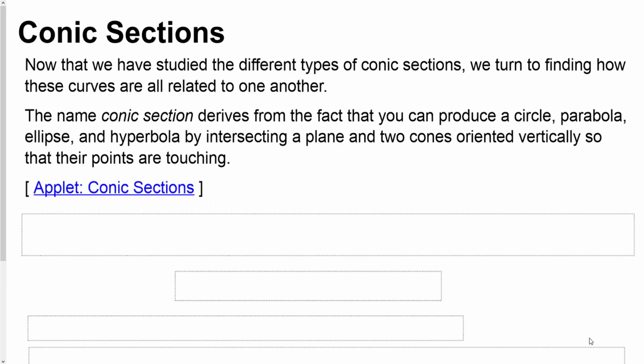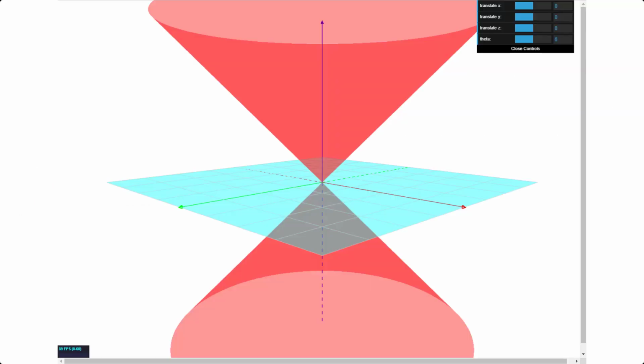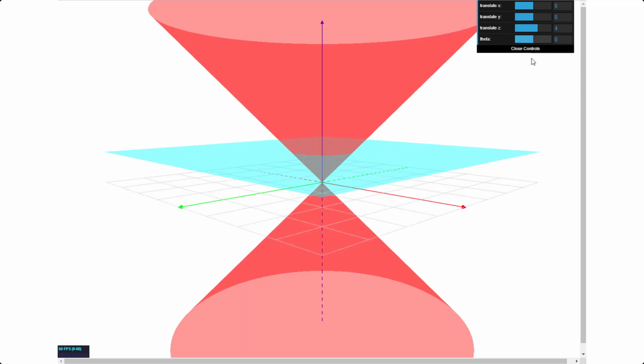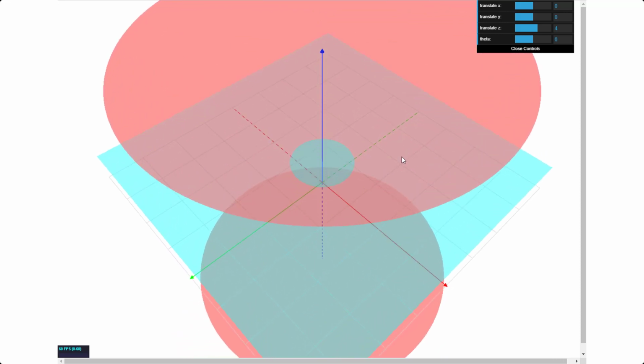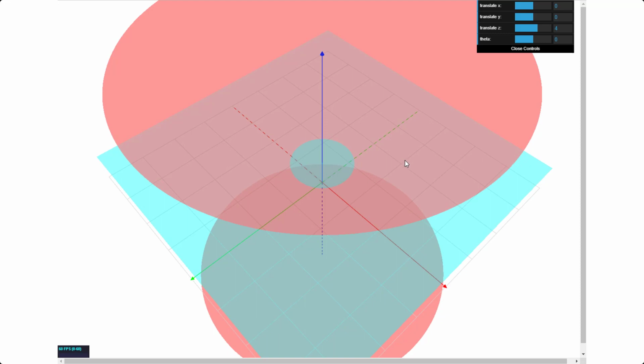Let's take a look at that and see what that looks like. So here I have two cones that are oriented so that their points are touching one another. And I have a plane in the center of this setup that's horizontal right now, just lying in the XY. But I can move that plane. And what I'm going to do is translate it up just a little bit. And then let's tilt and look inside the upper cone at the intersection of those two curves.